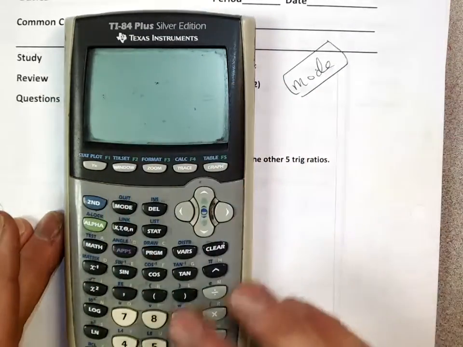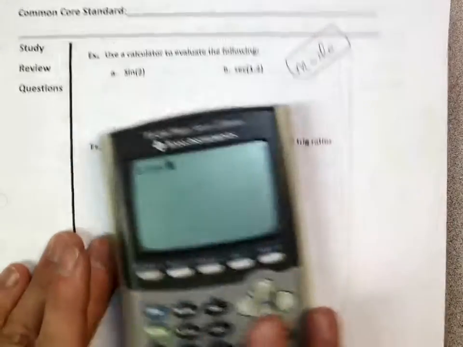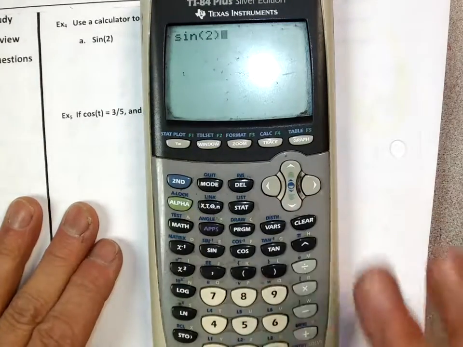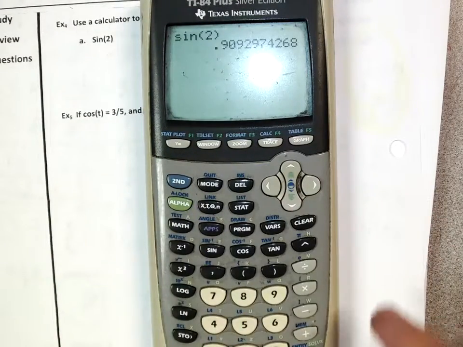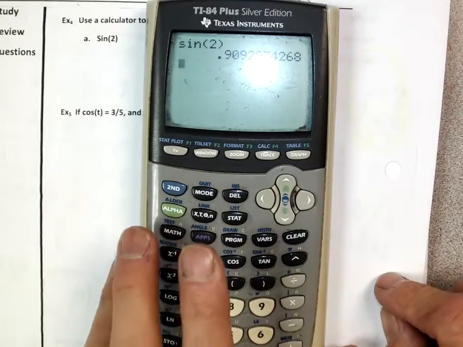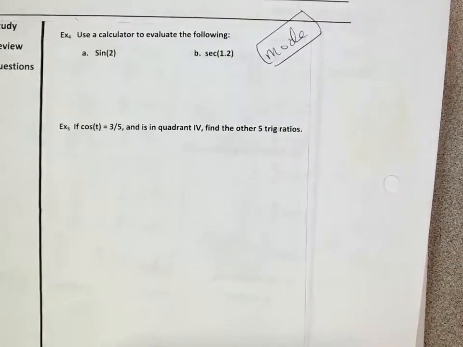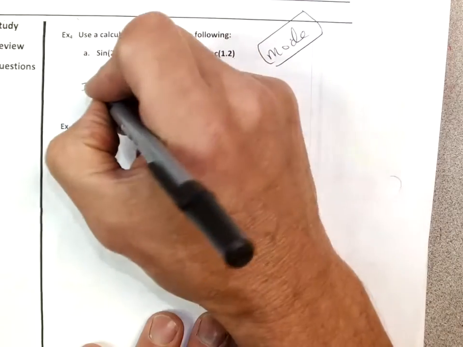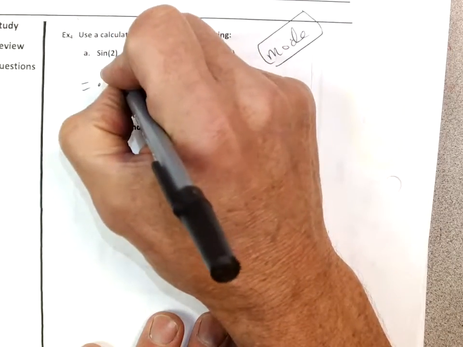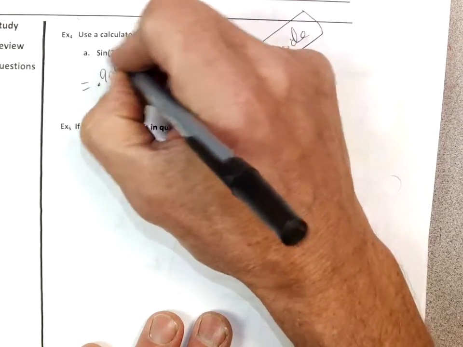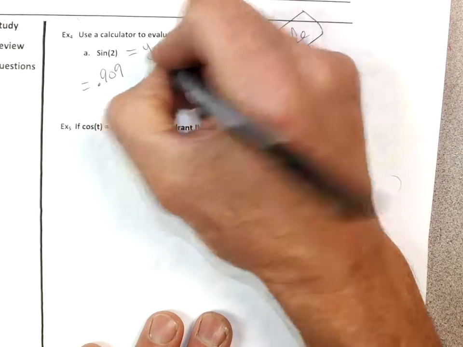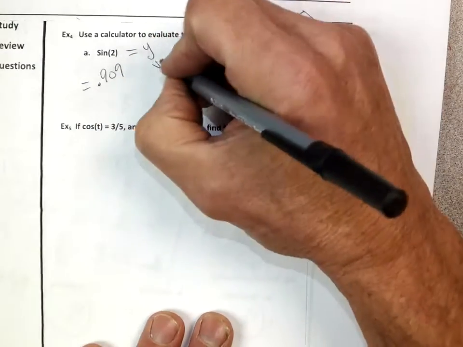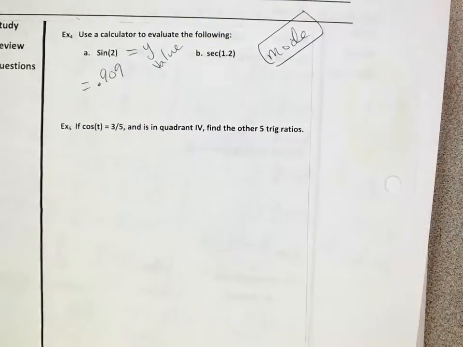Quit. Now I can do sine of 2. What's my answer? About 0.909. I'm in radians. Actually makes complete sense to me. I'm going to show you why. Now, if sine is the y value, I want you to know why, because you know me. Sine is a y value, right? So think about this. You ready?